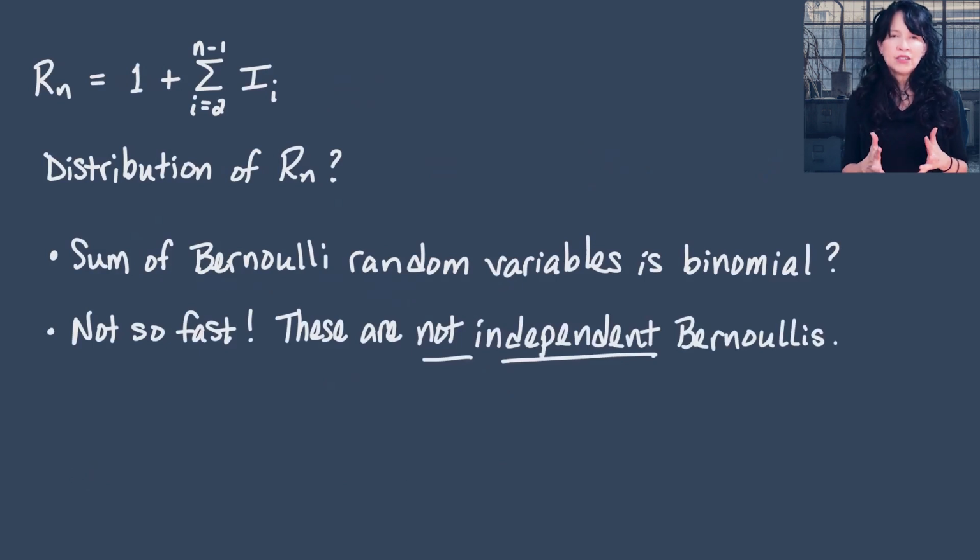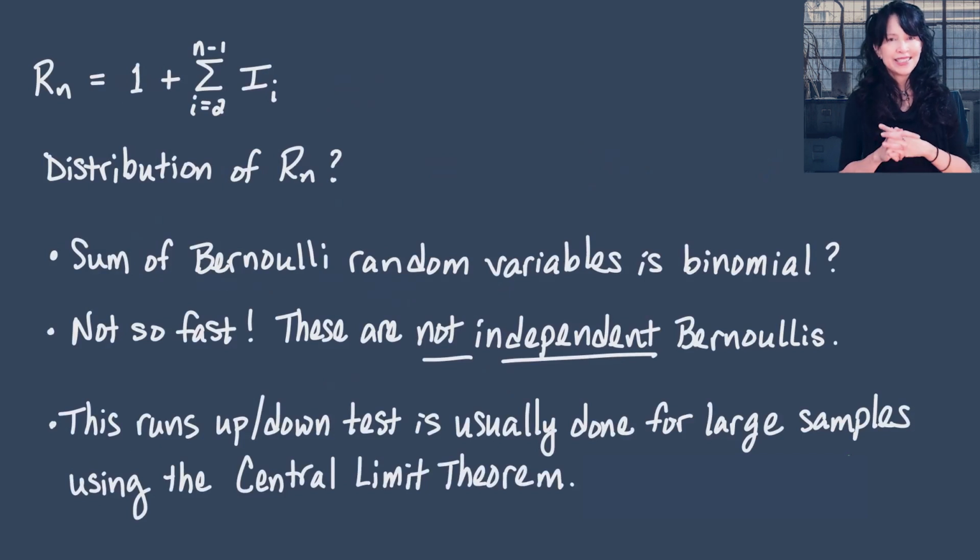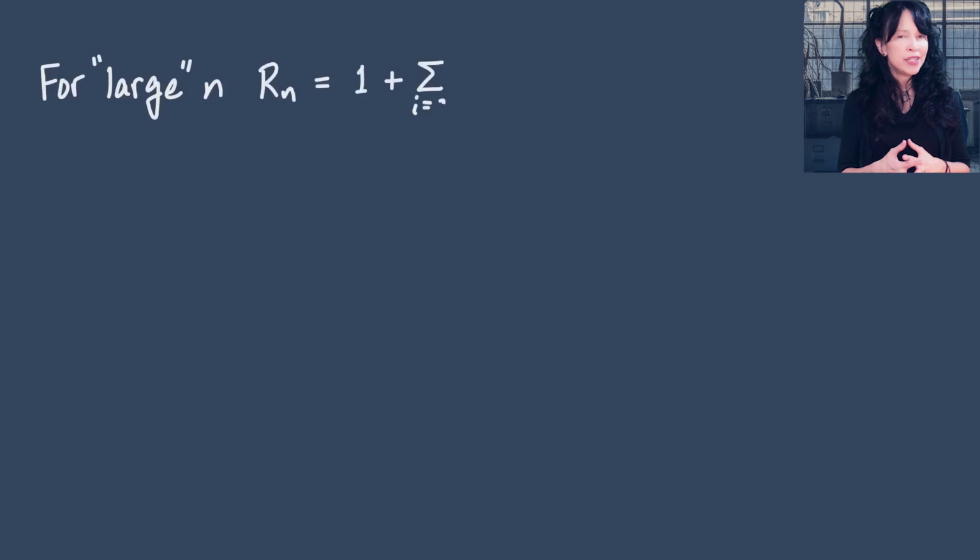The runs up and down tests are usually done for large samples and approximately, using the central limit theorem, because I have a sum here of random variables. Depending on how deep you are into statistics, the first central limit theorem you learn about is for IID random variables, and these are not independent, but there are in fact versions of the central limit theorem that apply in certain cases with dependence. So that's what we're going to use here, because I claim we're going to see dependence between some of these indicators.